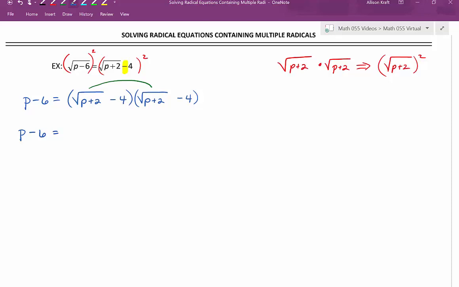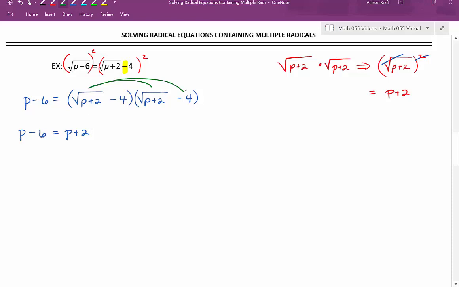And what happens when you have the square root of p plus 2 squared? Well, our square and square root cancel out and leave us with just p plus 2. That's what we want to do rather than making this the square root of p squared plus 4p plus 4. That's going to make our life much more difficult. So multiplying the square root of p plus 2 times the square root of p plus 2, we get just p plus 2.